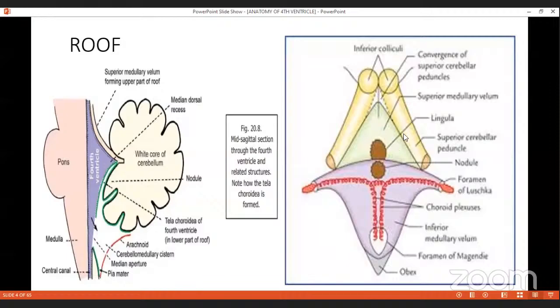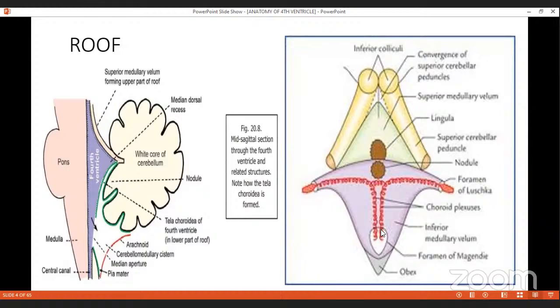When we see another cross-sectional view, these are the two superior cerebellar peduncles, and in between the two superior cerebellar peduncles, you have the superior medullary vellum. These two structures form the superior slope of the roof, whereas the inferior slope of the roof of the fourth ventricle is formed by the nodule in between, from which you have connections called the inferior medullary vellum. So the inferior medullary vellum basically connects medially with the nodule of the cerebellum, and laterally it goes up to the floccular lobe of the cerebellum. We'll be discussing that in the later pictures as well.